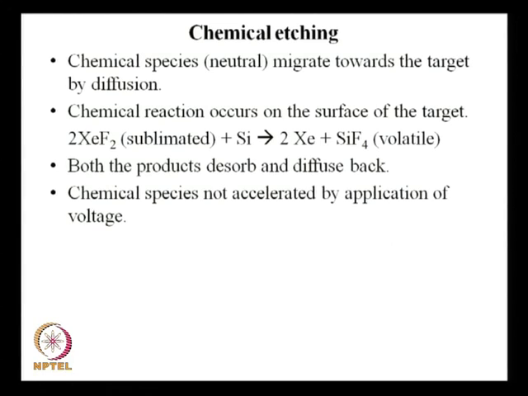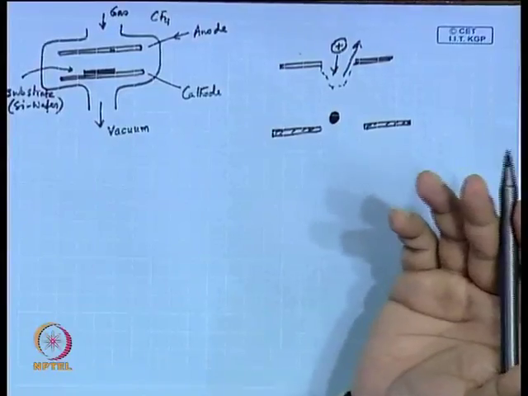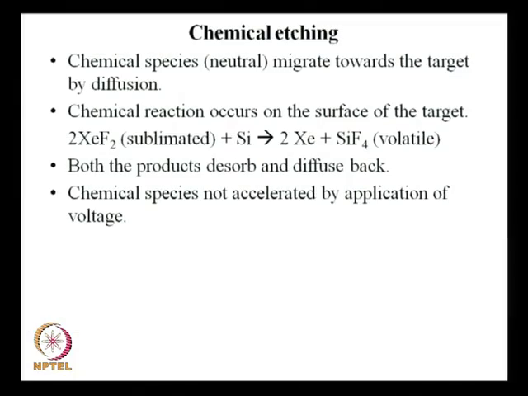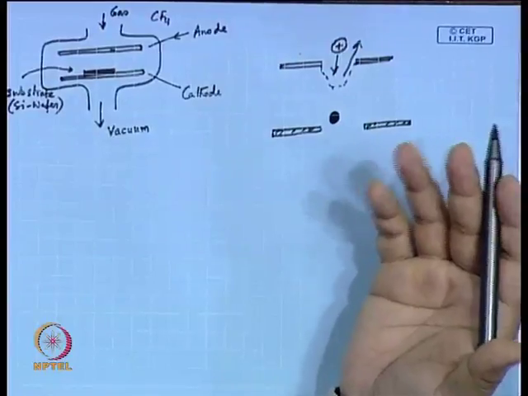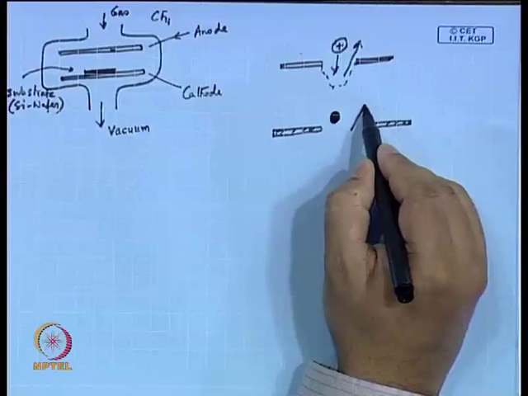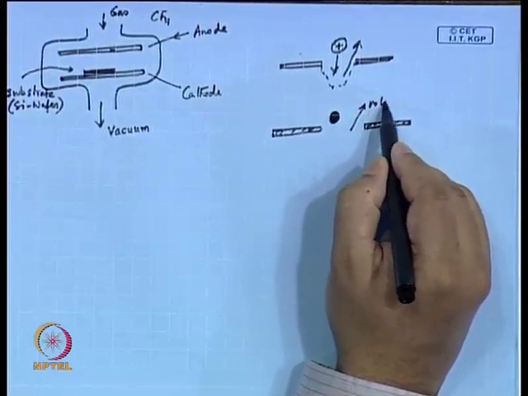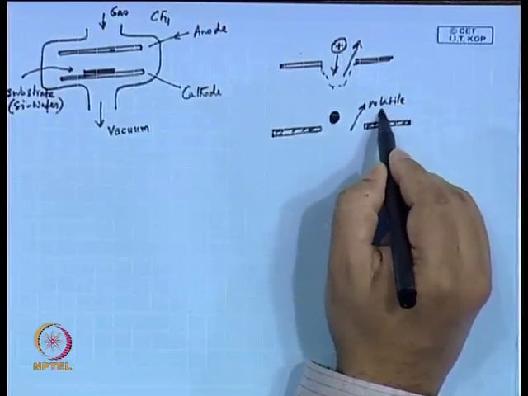Si, silicon, is taken away from the surface of the silicon wafer, and it is making a product which is not a solid. So, which is not sitting on the silicon wafer, rather it is volatile. So, it is going out. So, what you have here is a volatile product goes out.